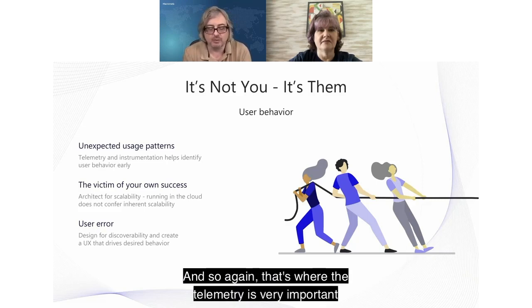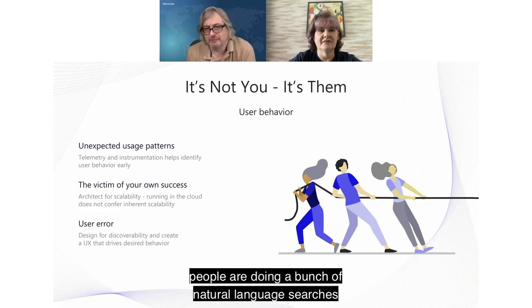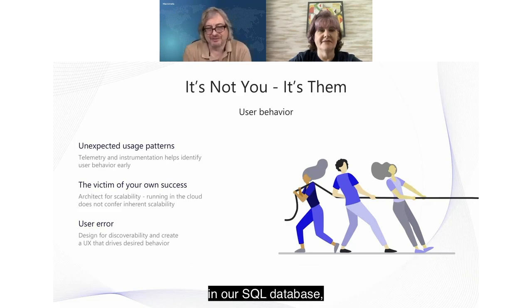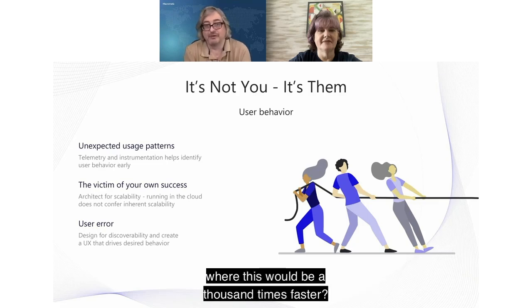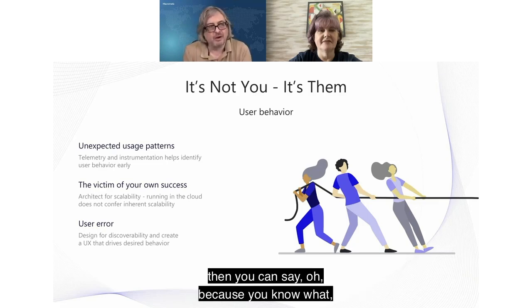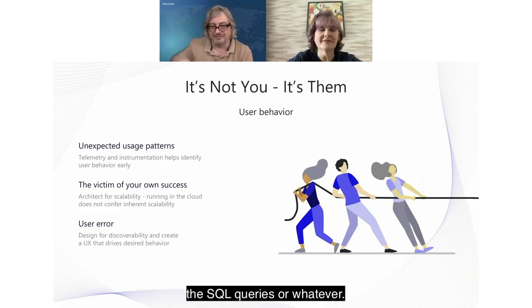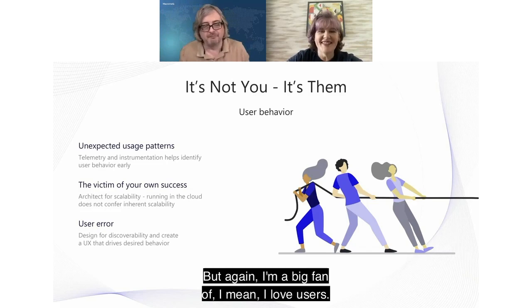And so again, that's where the telemetry is very important, because if you see, oh, wow, people are doing a bunch of natural language searches in our SQL database, why are they not using our search index, where this would be 1,000 times faster? When you identify that usage pattern, then you can say, oh, because you know what, we should probably put the link to our search index on this page where people are running the SQL queries, or whatever.